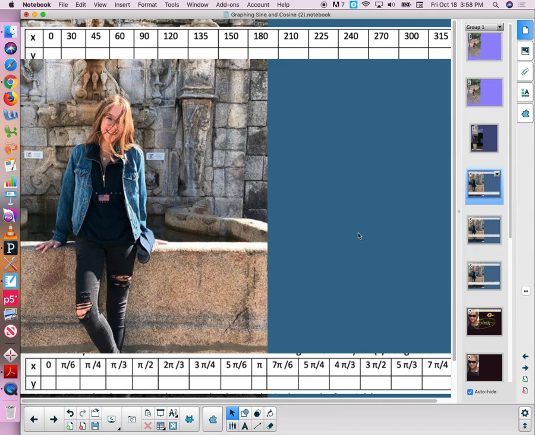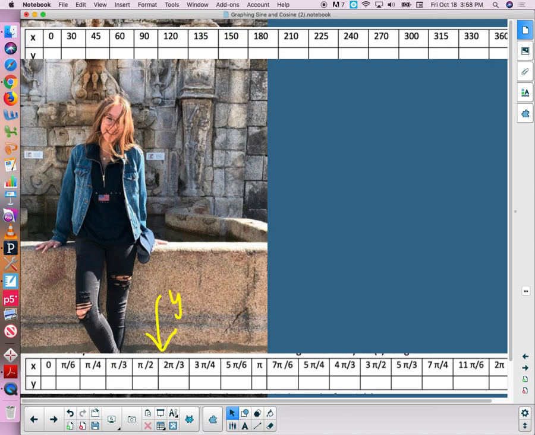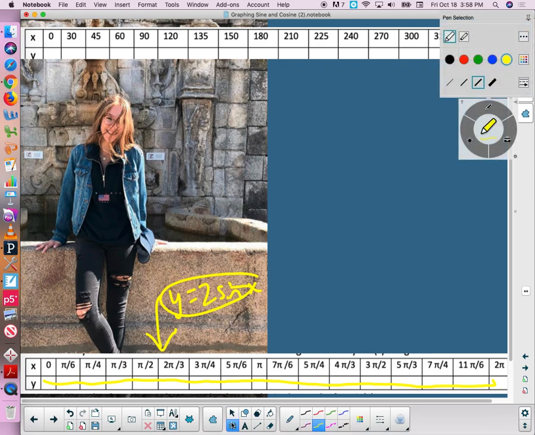So if we go to this one, let's look at this one down here. I'm going to graph y equals 2 sine x. If you were in class right now, I'd be asking each of you to find these values right here. But if you think about finding all of these values, and then you realize what this would do to it, it would double all of the values.